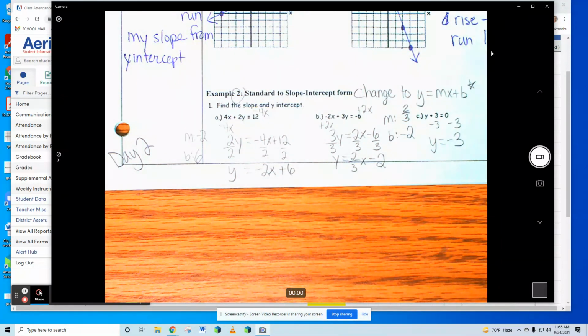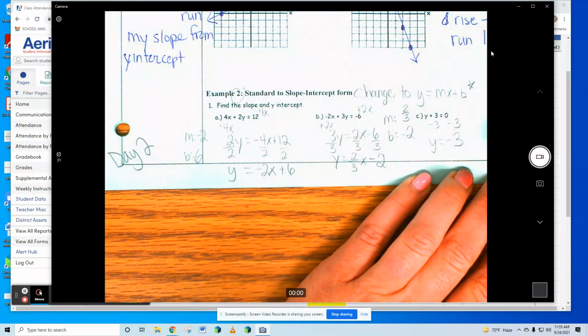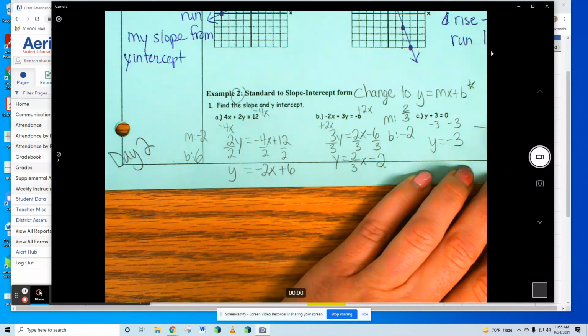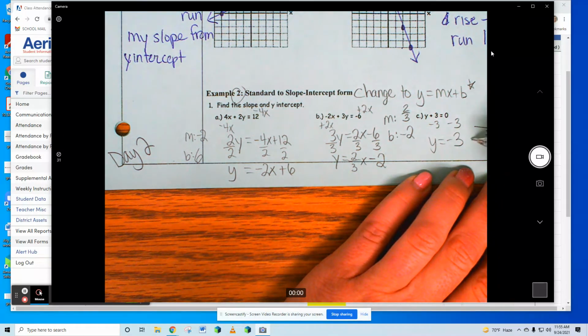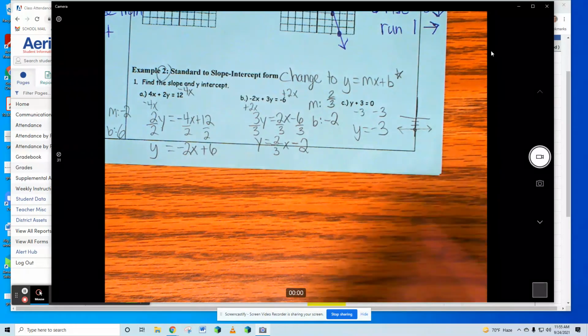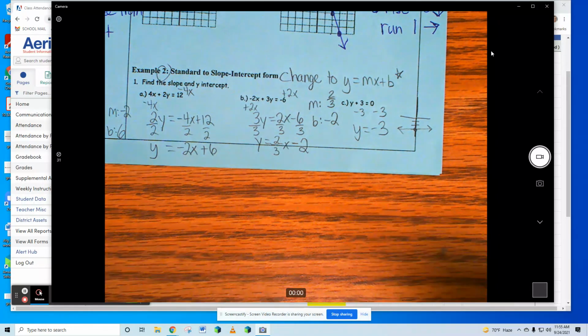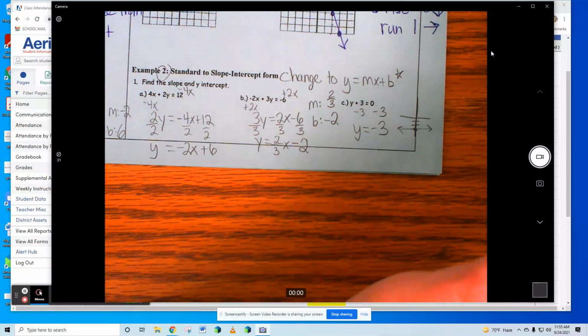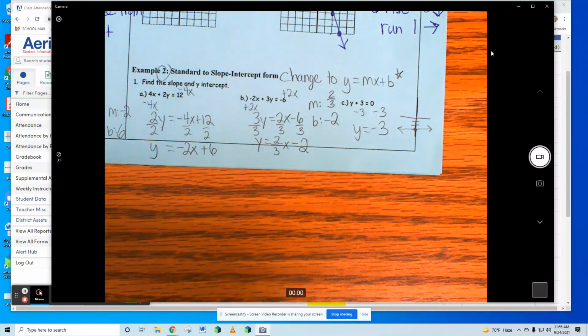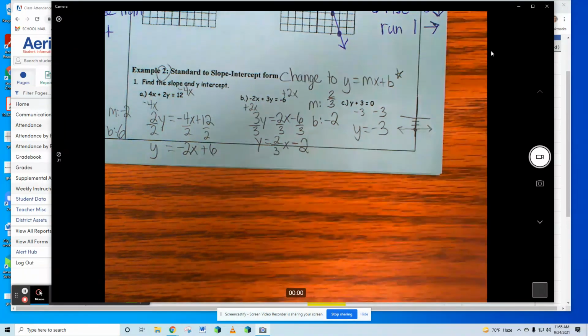This line is a horizontal line. I'll draw it. It's at -3, and it goes like this. Oh, you can't see? Sorry. I did the math problem, 0 take away 3, and I got -3 as my answer. So the 0 is gone now. This is a horizontal line. It has 0 slope. My y-intercept, though, is at -3.